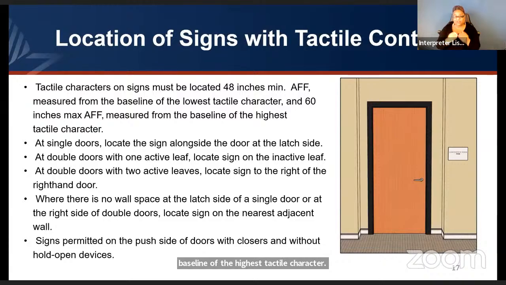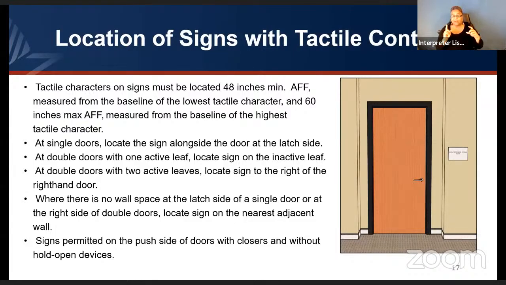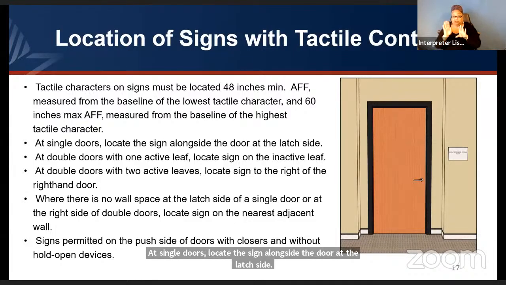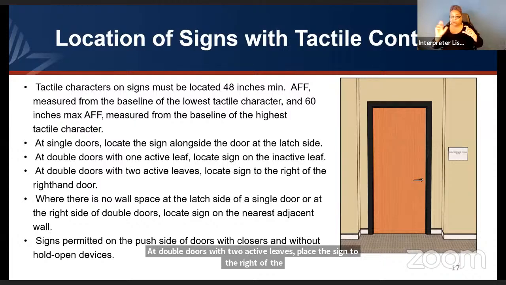At single doors, locate the sign alongside the door at the latch side. At double doors with one active leaf, place the sign on the inactive leaf. At double doors with 2 active leaves, place the sign to the right of the right-hand door.